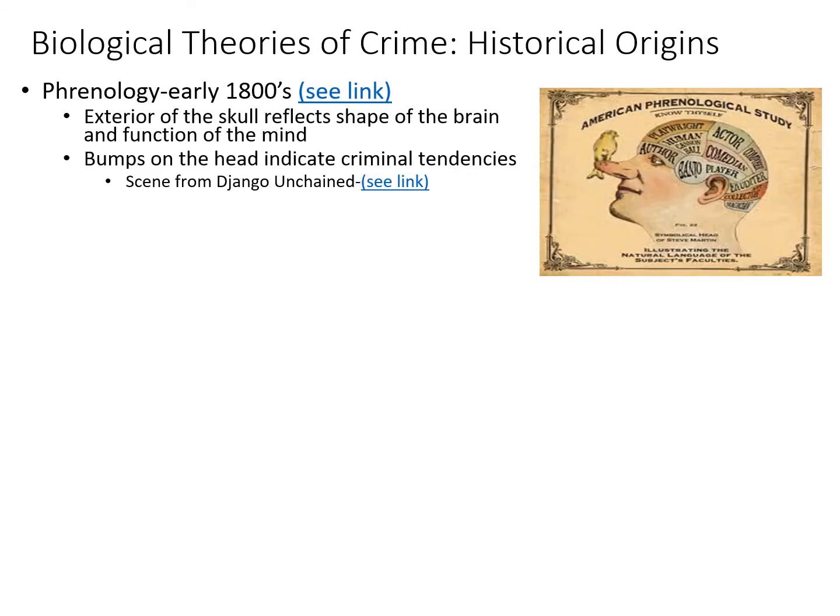Starting in the 1880s, the theory known as phrenology became popular among experts. And this theory said that the exterior of the skull reflected something about the shape of the brain and the functioning of the mind. The idea was that there are bumps and grooves on one's head that may say something about their personality, as well as whether or not they have any ingrained criminal tendencies. If you click on the link, it goes into some more detail about phrenology.